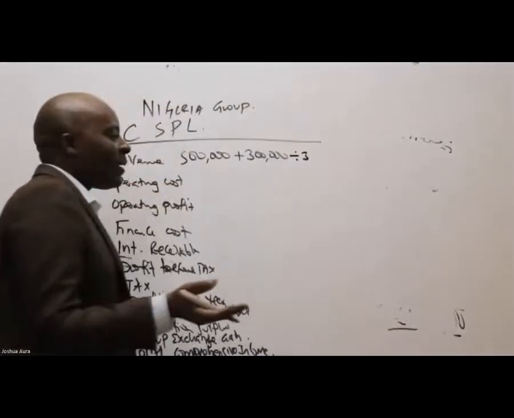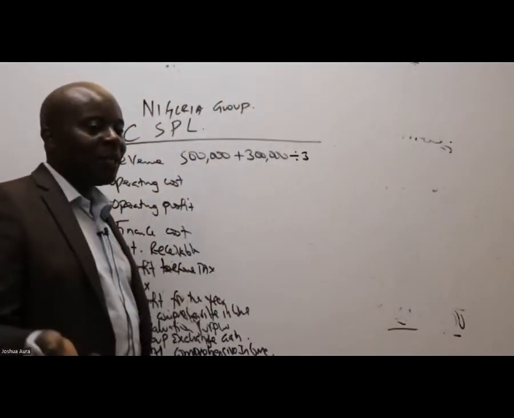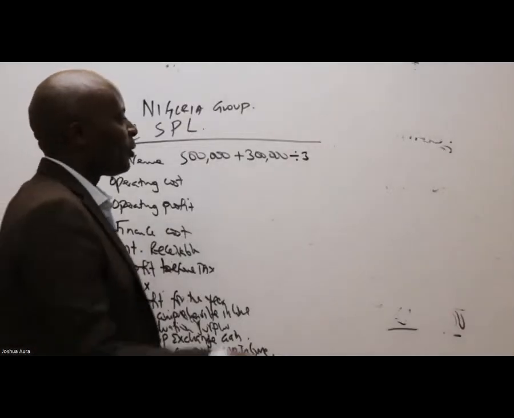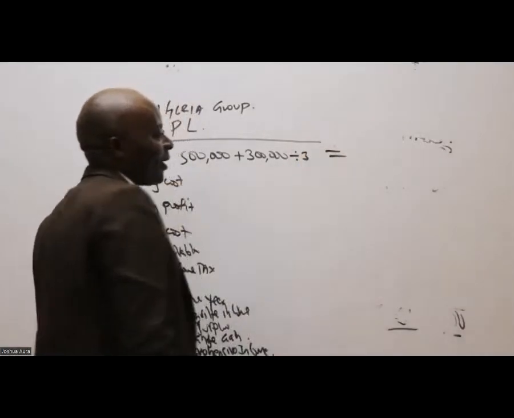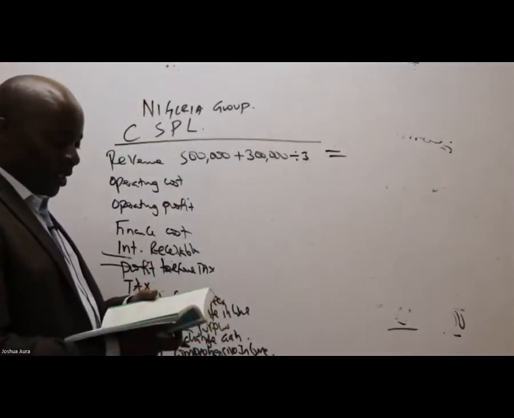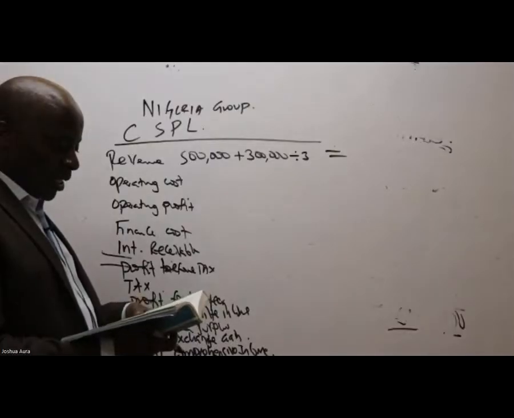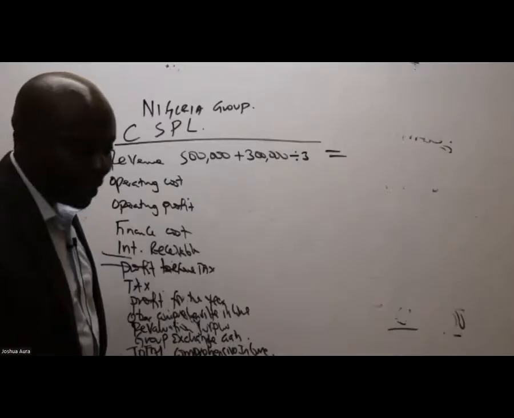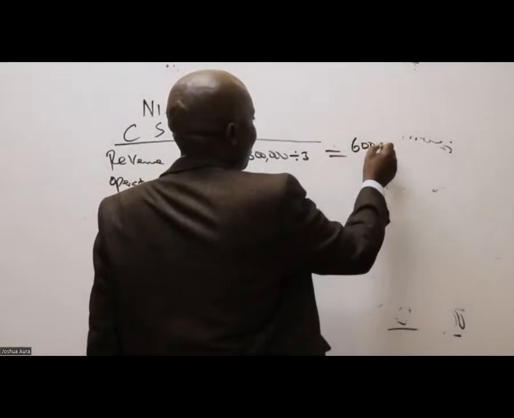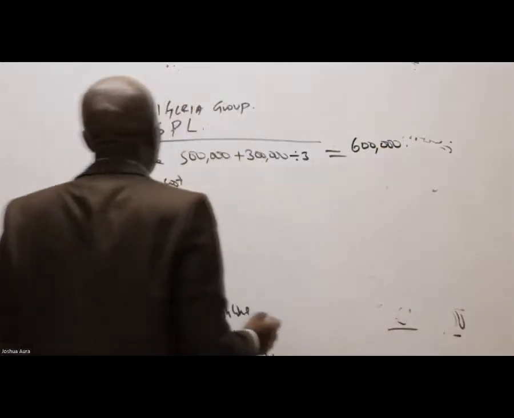Haya, unajua hii haina mambo. Unajua wa kuongezea mambo mengine ati kulikuwa na internal revenue, hii haina mambo mengi. So hebu nipatie hapa figure. Nipatie figure tuone 500,000 plus 300,000 itakuja ngapi? Inakuja 600,000. And then we have, ladies and gentlemen, operating cost.